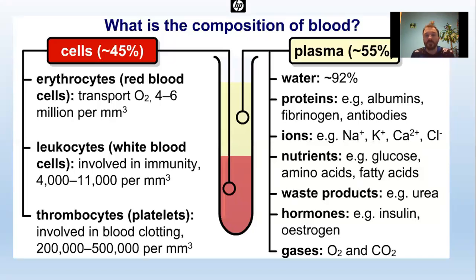So apart from the liquid component of blood, the other main thing is there are some specific specialized cell types that you also find within blood, which include red blood cells and white blood cells, and also platelets that are involved in clotting.